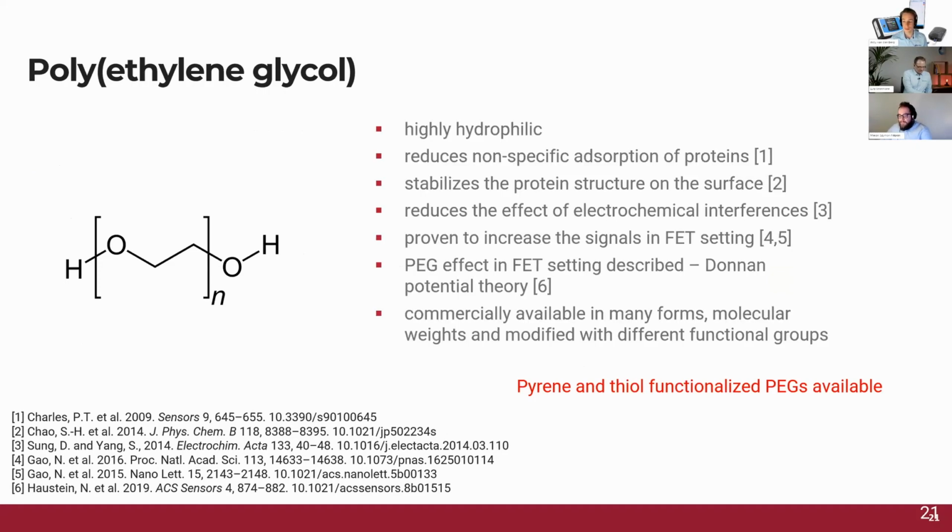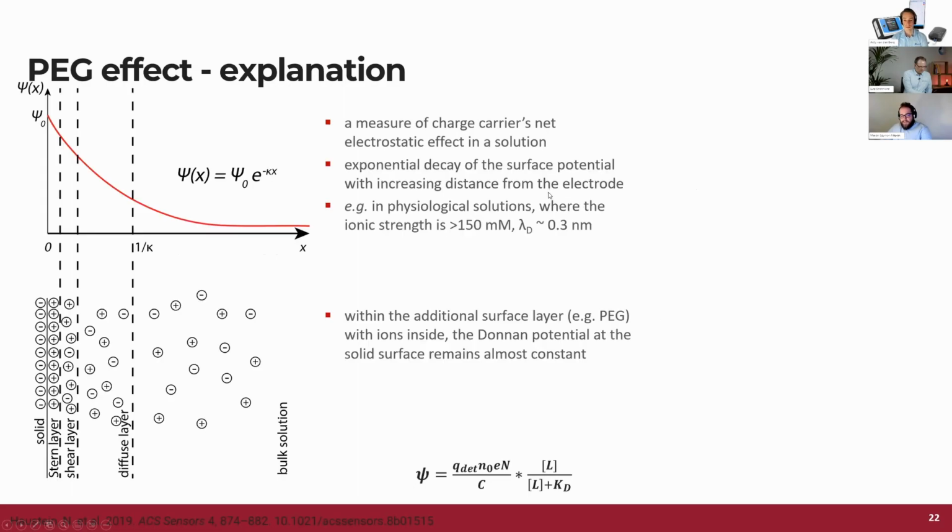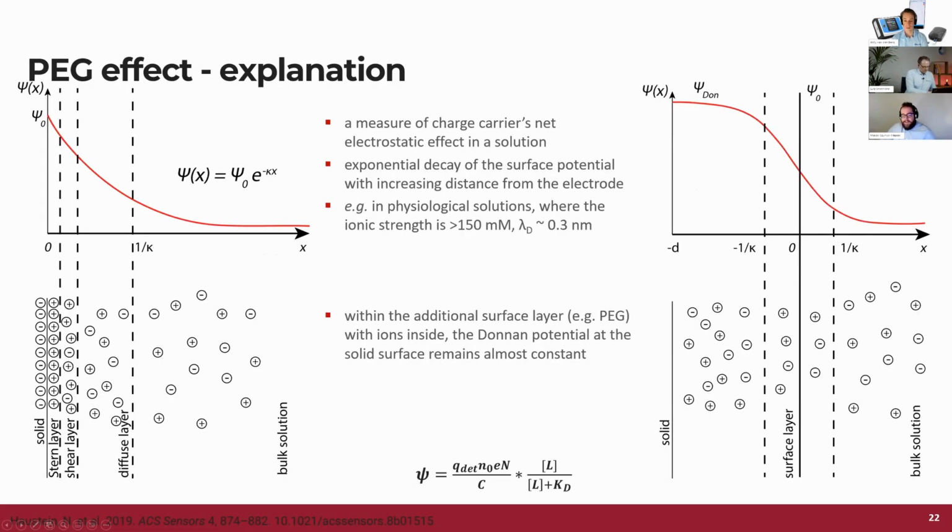Those are the properties of the polyethylene glycol itself. It reduces non-specific adsorption, stabilizes the protein structure, and the PEG effect in FET settings is also now known and has been explained. This is based on the so-called Donnan potential. For a solid electrode here on the left-hand side, within the Debye length, the surface potential exponentially decays with the distance from the electrode.